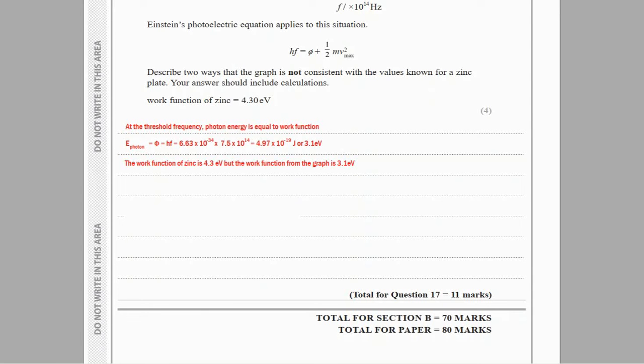Guess what? The next step is to find out the gradient. Gradient of the graph, change in y-axis divided by change in x-axis. So the gradient of a kinetic energy against frequency graph always gives me the Planck's constant. But look at this value, everybody. It's 2.13 times 10 to the power minus 33. Is this the value of Planck's constant? It's not. Planck's constant is 6.63 times 10 to the power minus 34 joule second. The gradient of the graph is supposed to give the Planck's constant but does not. So that is the second way it is not consistent.